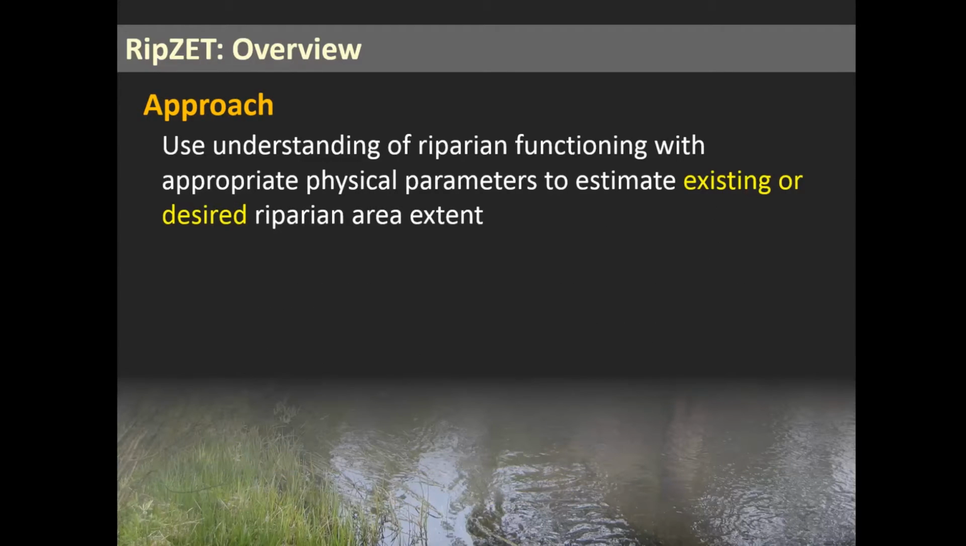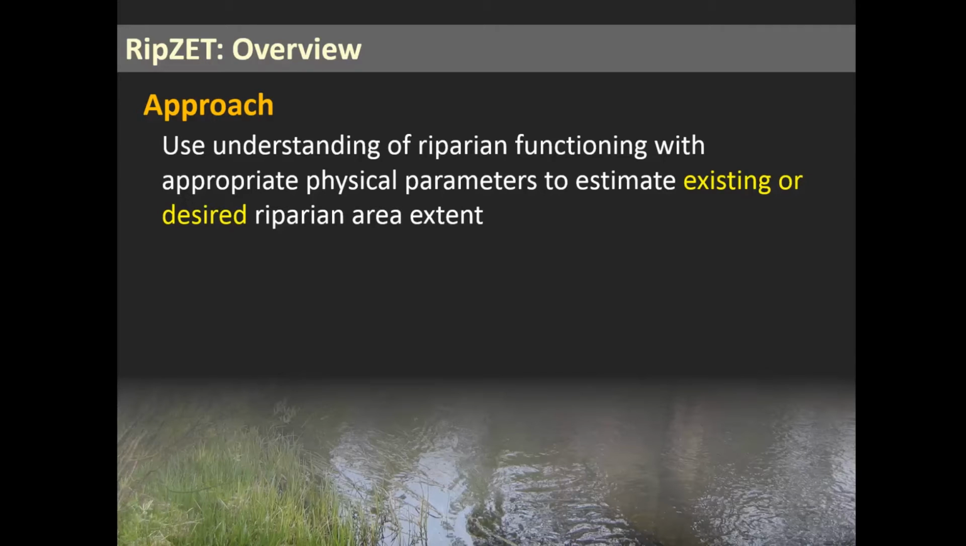So the overall approach for RIPZET is to use an understanding of riparian functioning with appropriate physical parameters to estimate either existing or desired riparian extent. And that's important to know. What a user can do with the tool is enter existing information and get the existing functional extent. Or the user can enter desired conditions, either some historical reference condition or some restored condition that the user is trying to get to, and can see how different existing and desired really are.